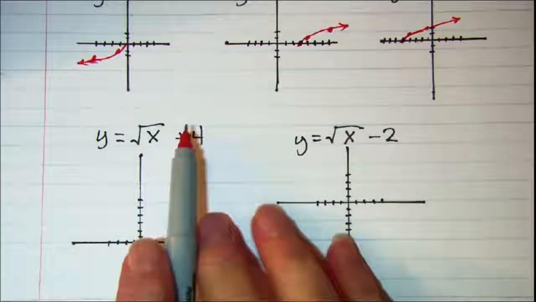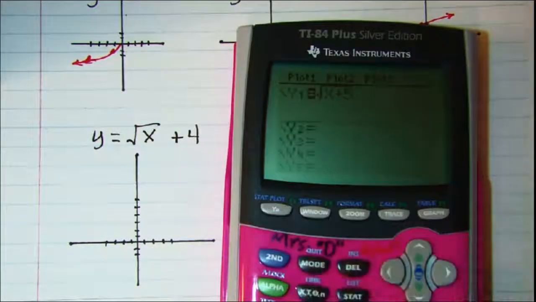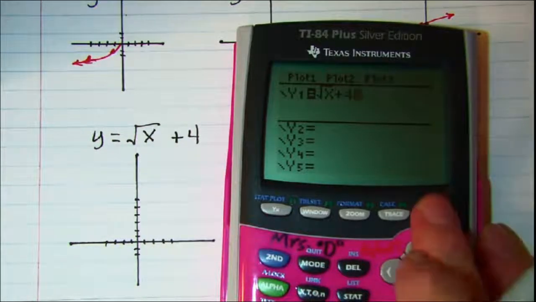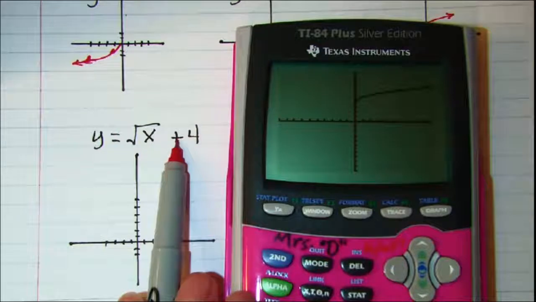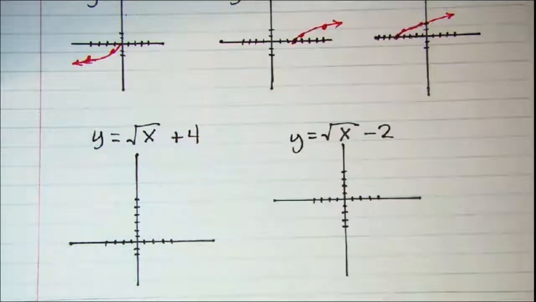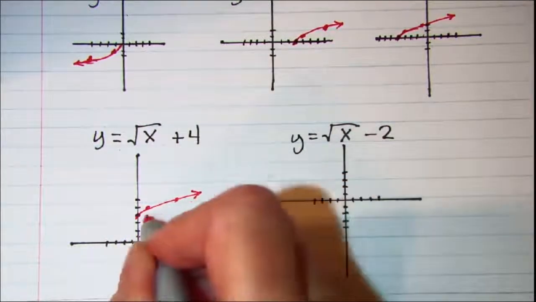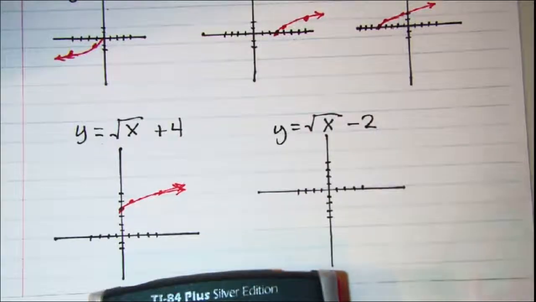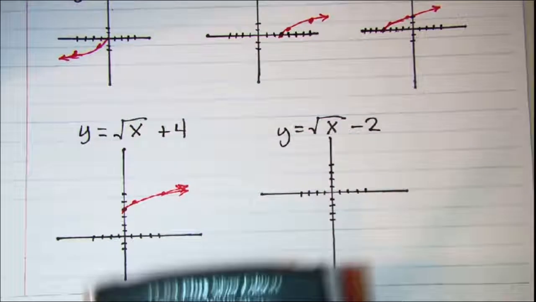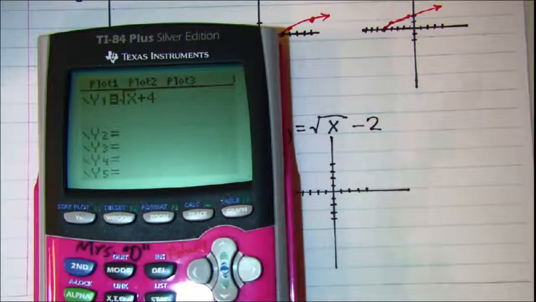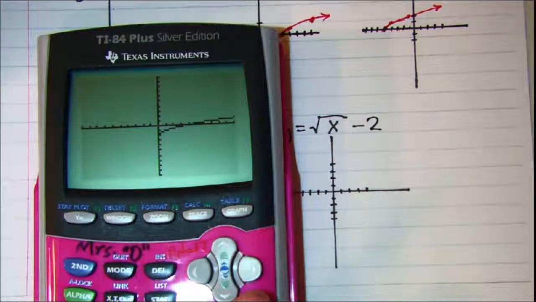Now in this one, we're adding 4 to the basic square root of x graph. So this parameter moves my graph up 4 units. So if we extrapolate out again, this should move our graph down 2 units. Let's see if it does. Yes, it does.